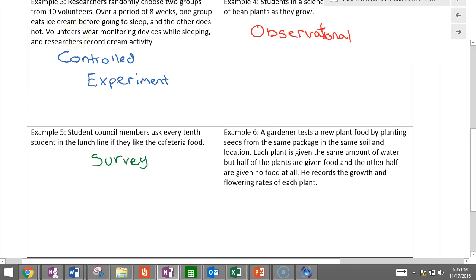And then my last one, a gardener tests a new plant food by planting seeds in the same package, in the same soil, and location. Each plant is given the same amount of water, but half of the plants are given food, and the other half are given no food at all. He records the growth and flowering rates of each plant. So this one, again, is split into 2 groups. So it is a controlled experiment.